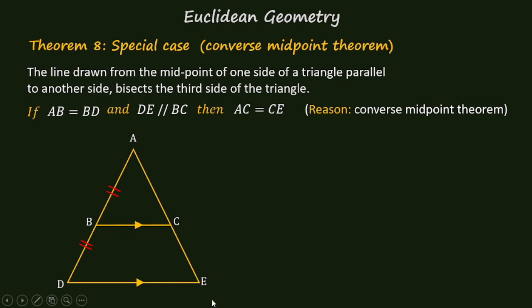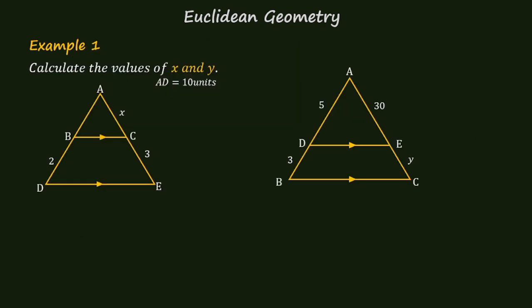So if you are solving a Euclidean geometry problem, you come across a triangle in which two sides are parallel to each other, and this line is a midpoint of one side of that triangle, then you know that it will also be the midpoint of the other side of the triangle. And this is the reason that you use the converse of the midpoint theorem. Let's now look at a quick problem that covers the proportion theorem.